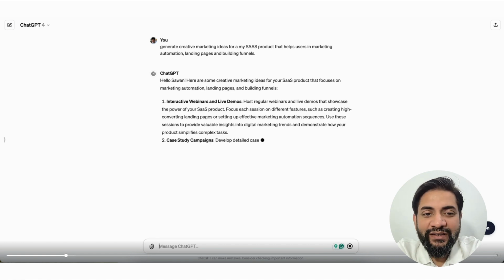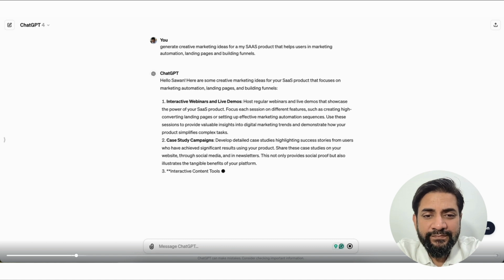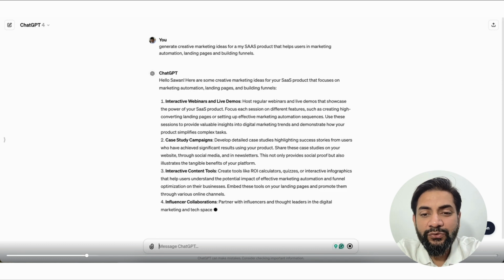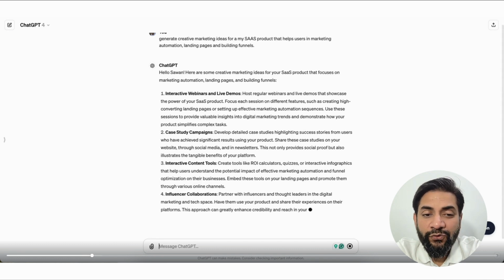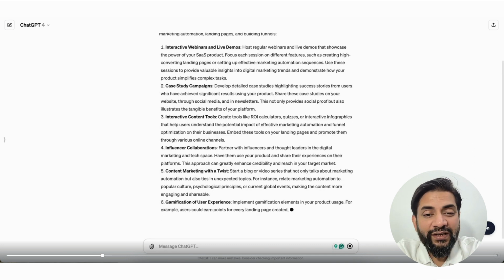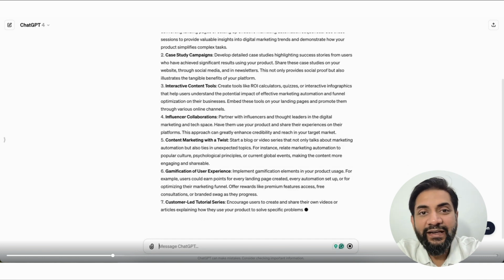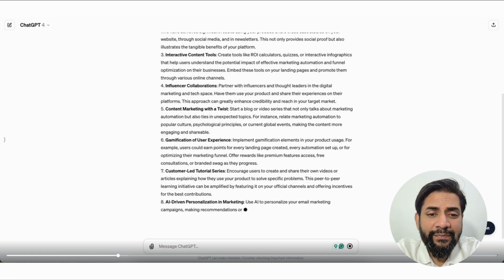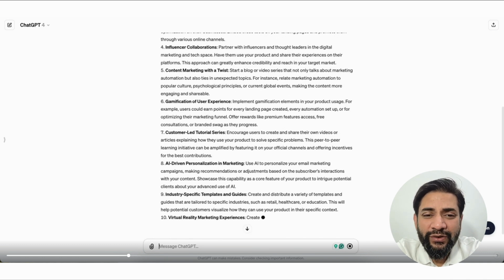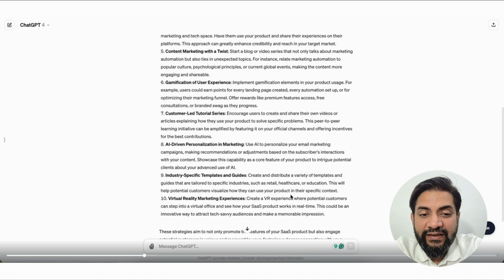The first one is to have interactive webinars and live demos. The second one is to have case study campaigns. The third one is to showcase interactive content tools, creating tools like ROI calculators, quizzes, or interactive infographics. The fourth one is influencer collaborations. The fifth one is content marketing with a twist. The sixth one is gamification of user experience, that is, implementing gamification elements in our product usage. For example, users could earn points for every landing page created, every automation set up, and so on. Then customer-led tutorial series, industry-specific templates and guides, and virtual reality marketing experiences.